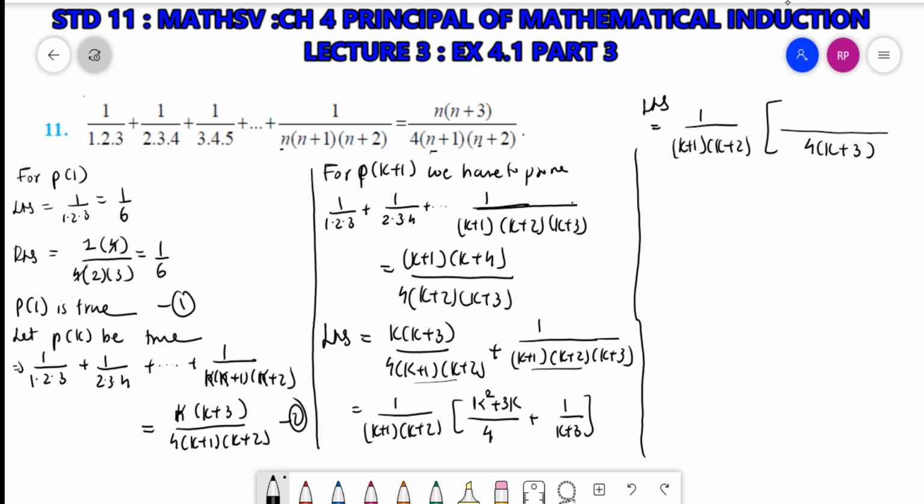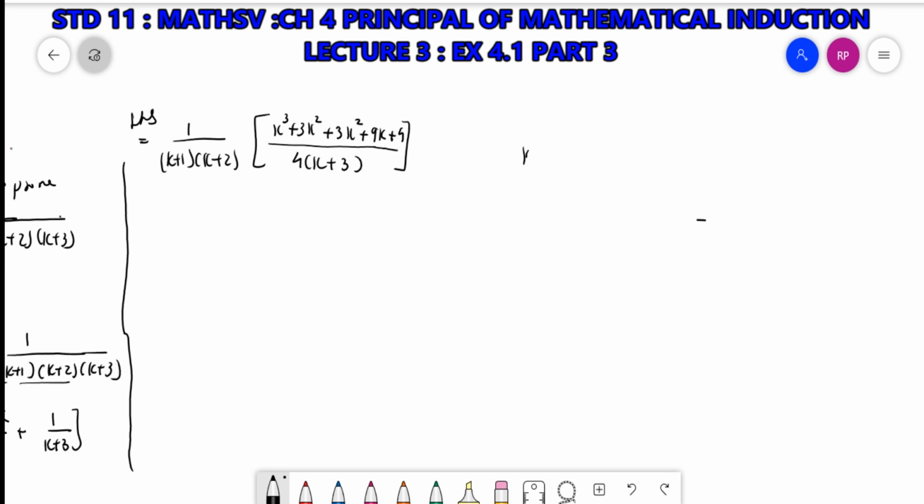Okay, so now k into k square is k cube, plus 3k into k, 3k square, plus k square into 3, 3k square, 3k into 3, 9k, plus 4 ones are 4. So let us solve this separately. This is k cube plus 3k square, plus 3k square, so 6k square, plus 9k plus 4.